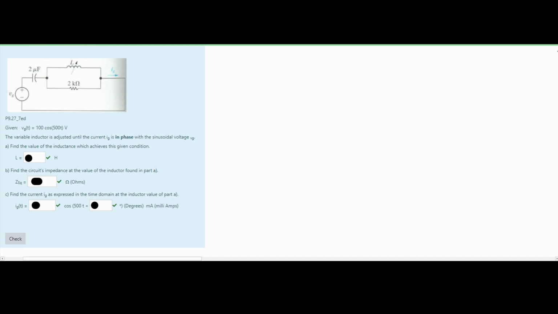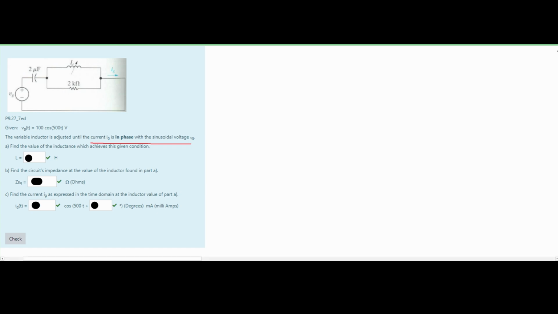We're also told that the variable inductor is adjusted until the current I of G is in phase with the sinusoidal voltage. This is very important because it's going to allow us to set our imaginary numbers equal to 0 so that we can find our L. And this will come important later in the problem. First, we're going to start off by solving for part A.